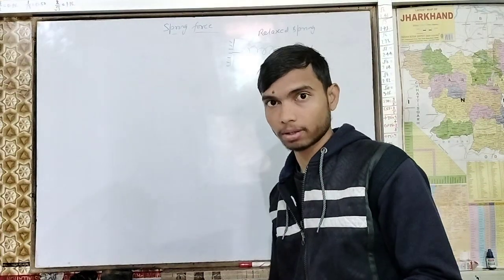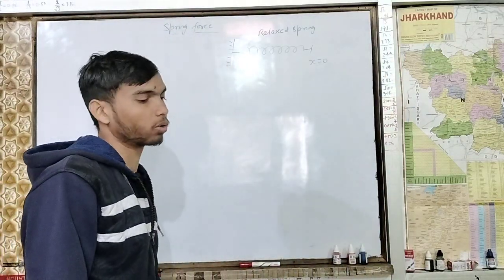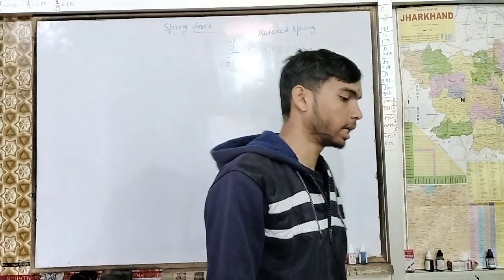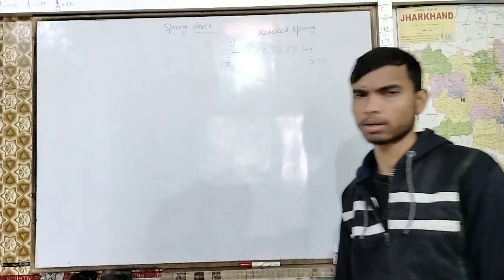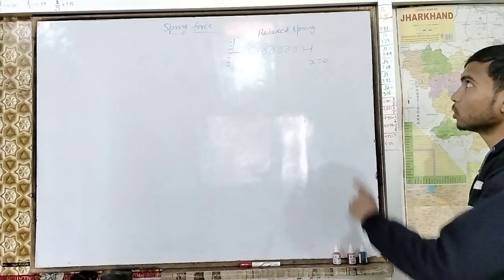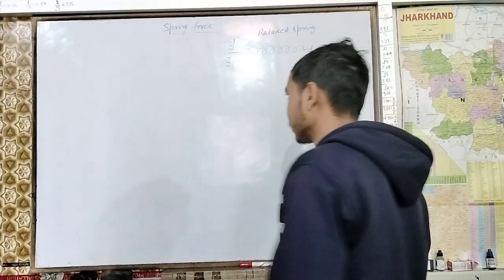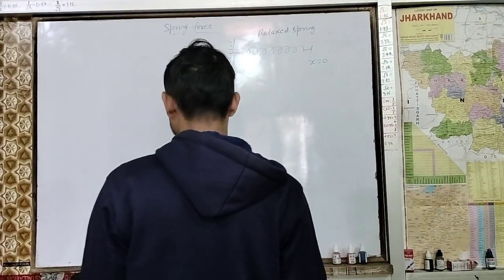So we didn't apply any force over here. That's why displacement x is 0, or you can say work done is 0. If displacement is 0, work done will also be 0. If force is 0, work done will also be 0. If x is 0, it means the spring is at rest. The spring is relaxed.